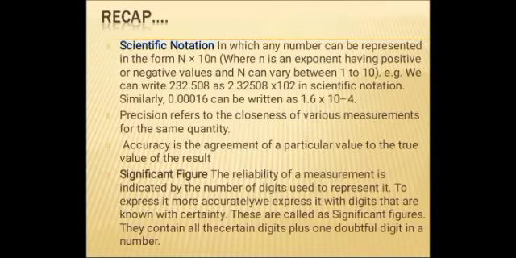Okay, so let's start. Precision refers to the closeness of various measurements of the same quantity. Accuracy is the agreement of a particular value to the true value of the result. This we will do in future also. Significant figures, this is the topic that we will do today.